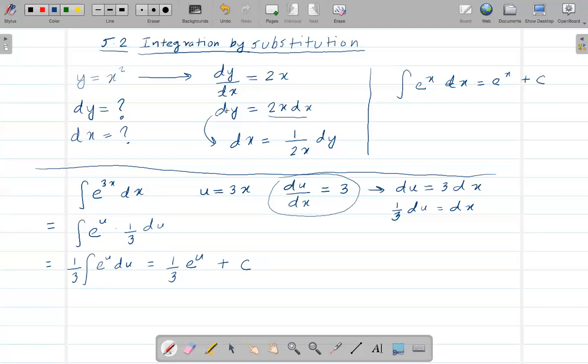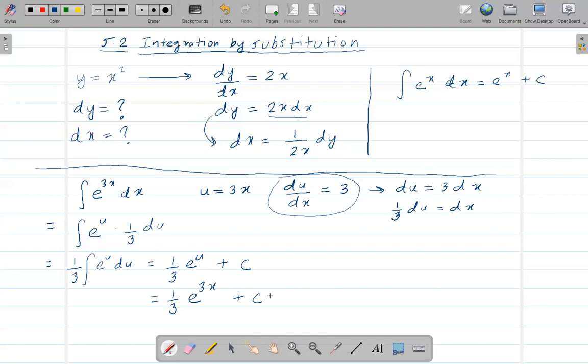Okay, so now since the original equation is in terms of x, we got e to the power u. Now we can substitute this back to the x term. So 1 over 3 times e to the power, well, u is 3x, plus c.